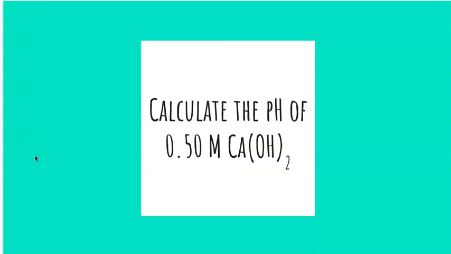First, let's do a little bit of review. Make sure that you can calculate the pH of 0.50 molar calcium hydroxide. Now look at this. Remember, there are 2 OHs in calcium hydroxide. So factor that in when you're trying to find the OH concentration. Then work your way to pH. Pause the video and try that.